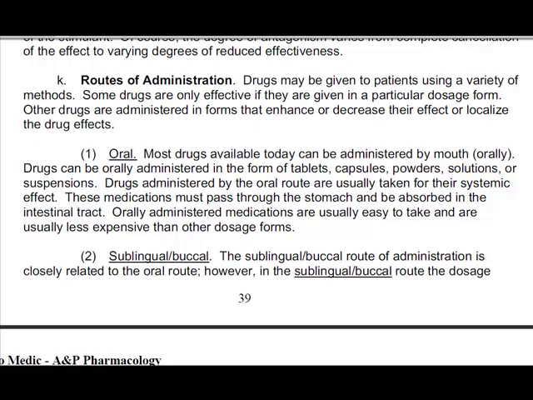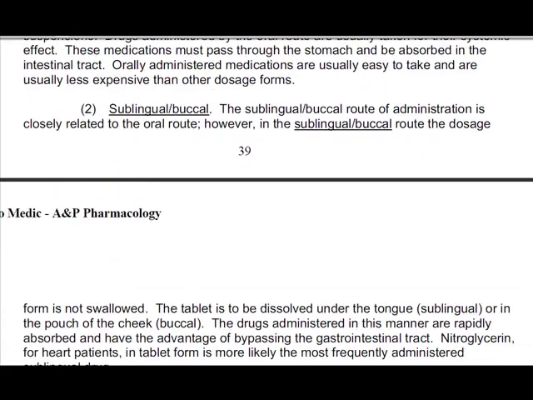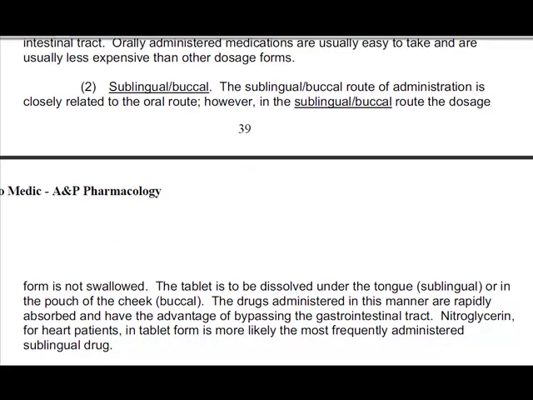So oral, of course, is a popular way. We don't give too many things orally in EMS. Aspirin is one of the big ones, but other than that, we don't really give in EMS a lot of drugs orally, right? But we do give some things sublingual, and of course the most popular one that we give sublingually is nitroglycerin, right? Very popular way to give that drug.